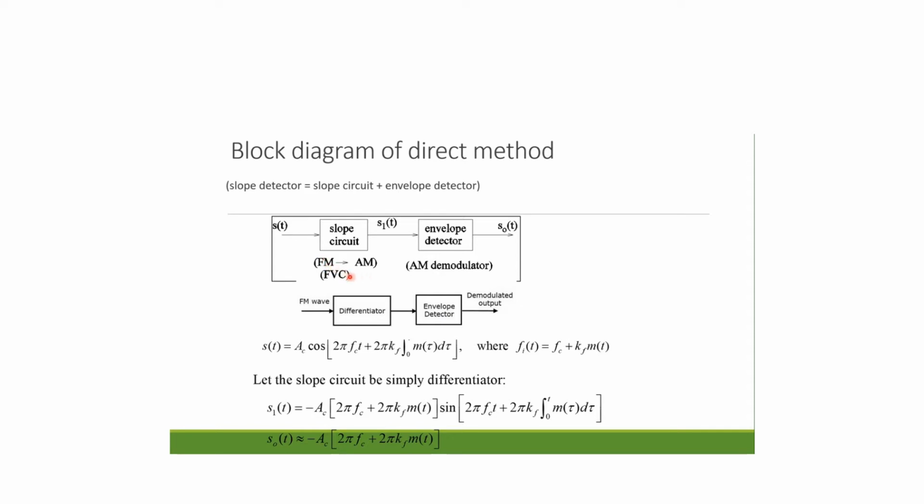Then in this block diagram there are two main blocks. First one is slope circuit and second block is an envelope detector. Slope circuit is a block which will convert FM signal to AM signal. So s1(t) is an AM signal, meaning amplitude modulated signal. Then there is an envelope detector. We know that envelope detector is a very good AM demodulator circuit. So this block will convert our AM signal to message signal.